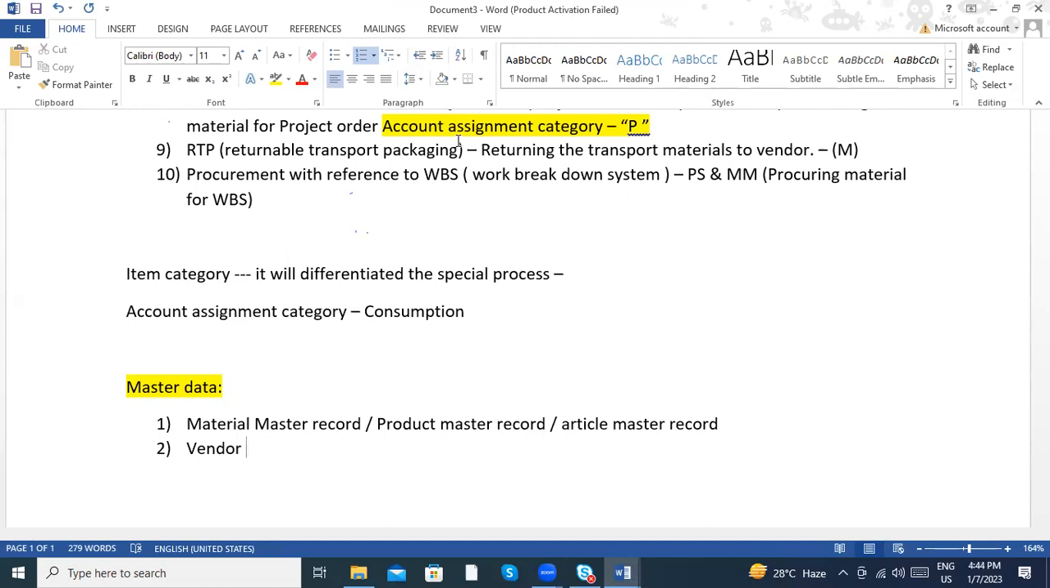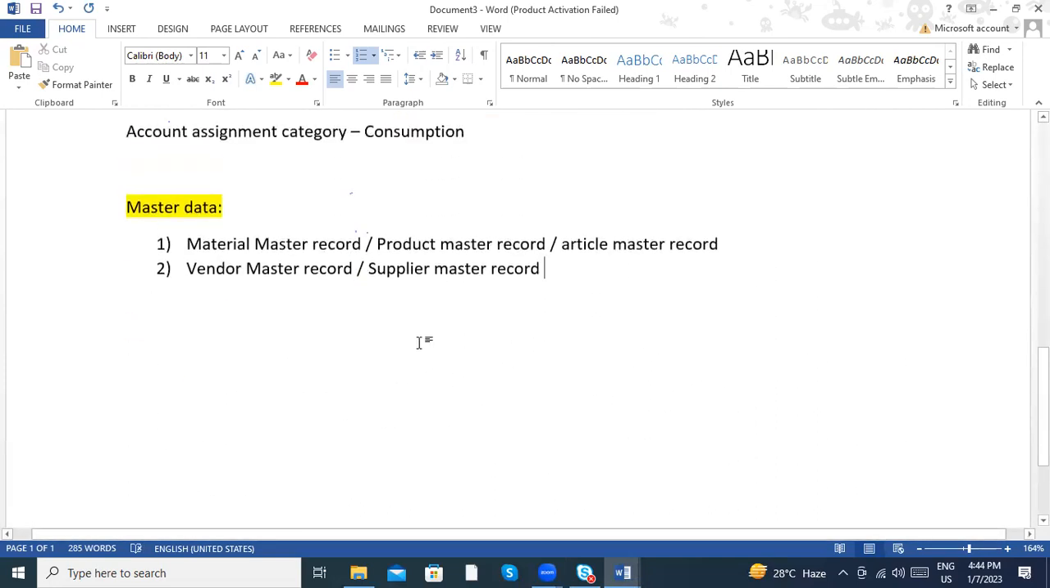I'm there. Okay, so the first master data is the material master record, and the second is the vendor master record. We can say vendor master record or supplier master record. So what do we mean by the vendor master record? It is about who the vendor will be.